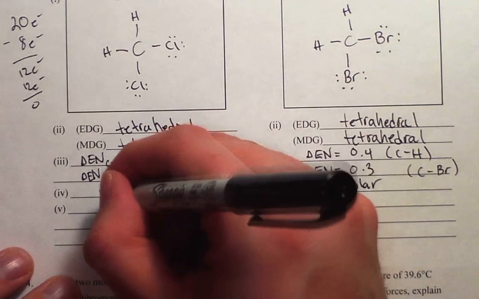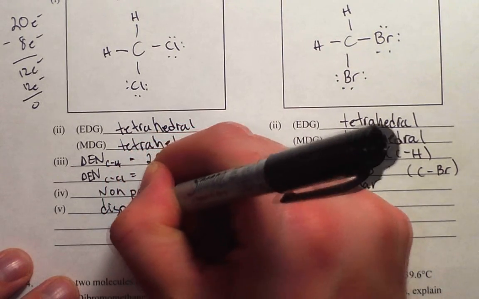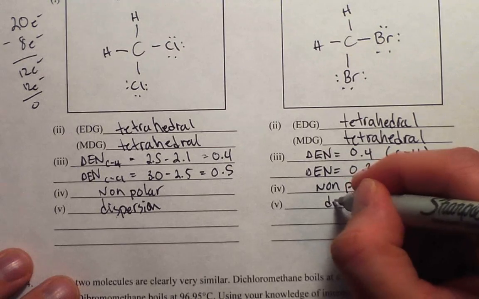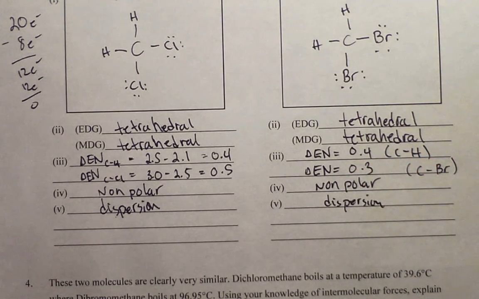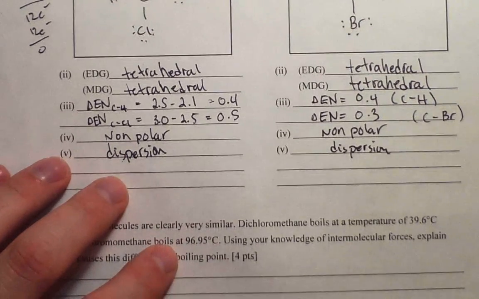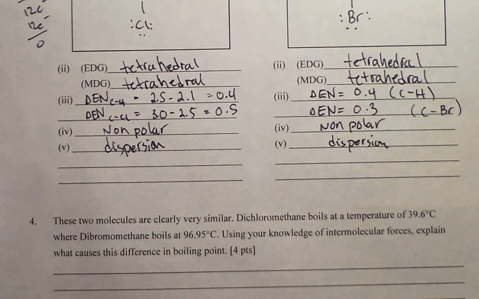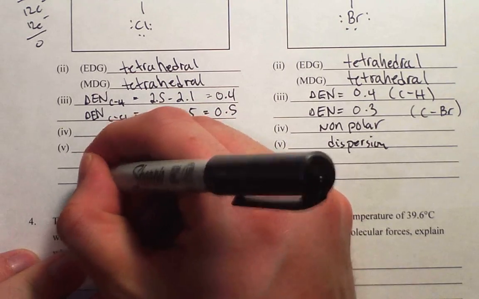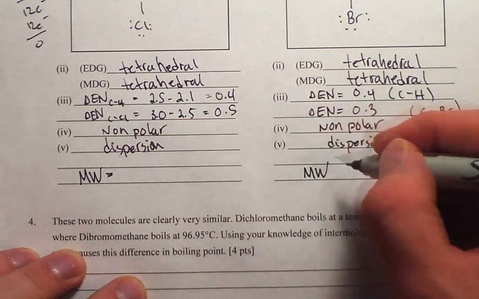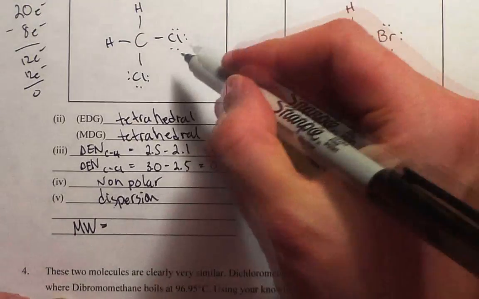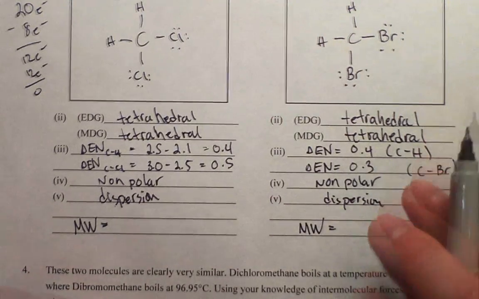If they are both nonpolar, the only difference are your dispersion forces. Well, I'm just going to take a little bit of an initiative here, and I want to actually look at the molecular weight of both of these. And this is going to be one of the biggest differences, is the size of chlorine compared to bromine.